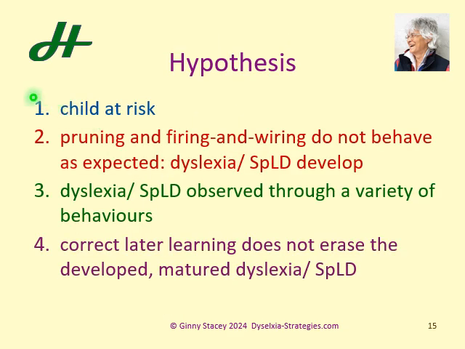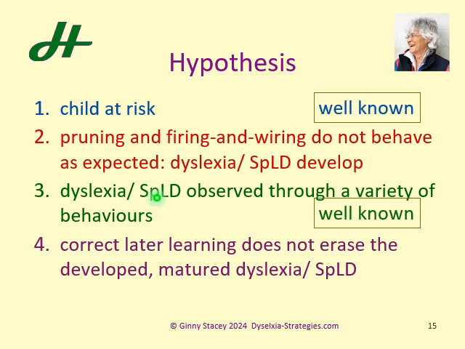So this is the hypothesis, that we have a child at risk. There are these connections C that exist within the child's brain that are diverting the signals. So the pruning and the wiring and firing do not behave as expected, and Dyslexia-SpLD develops. So then the Dyslexia-SpLD is observed through the variety of behaviours that are well documented, and correct later learning does not erase the matured dyslexic SpLD.